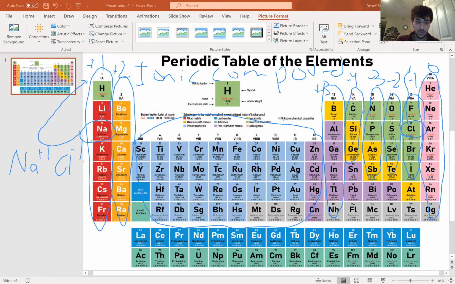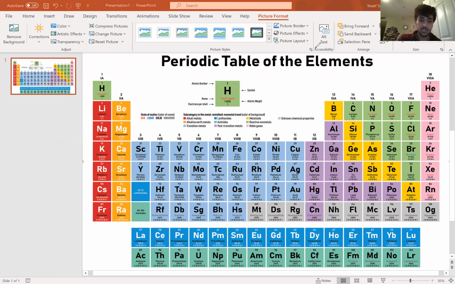Now, those two, because they have the same charge, we do not need any subscripts to write on them. We can just write NaCl because they balance each other perfectly. Na has a positive 1 charge, Cl has a negative 1 charge, plus 1 minus 1 is 0. They balance each other. Now, what if we have an example where they do not balance?